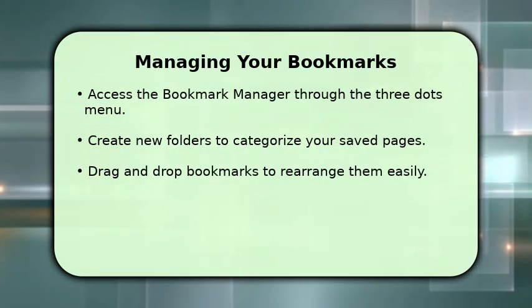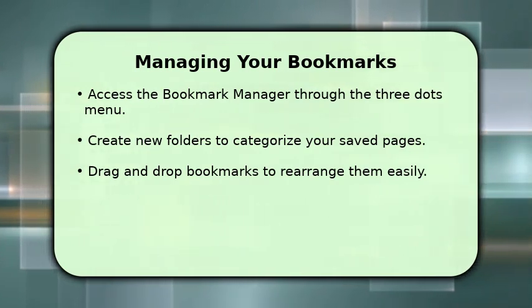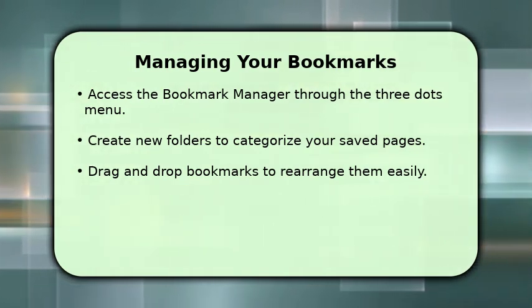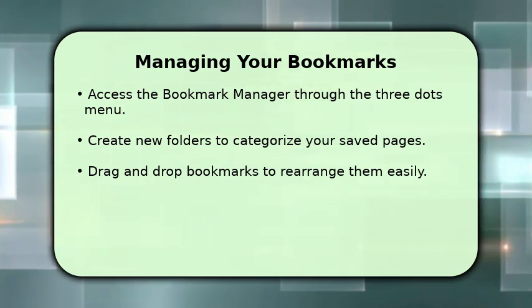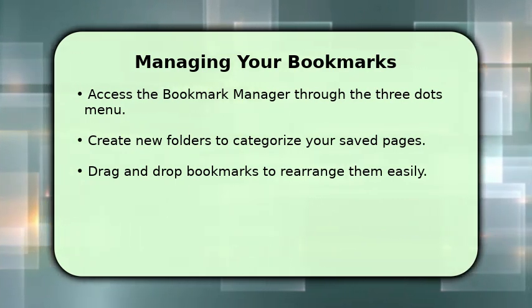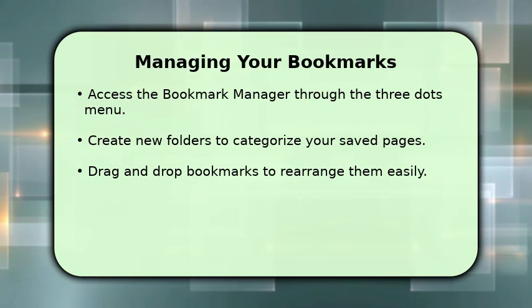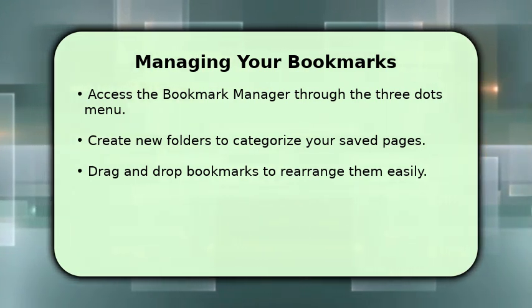To manage your bookmarks, click the 3 vertical dots in the top right corner of Chrome, then hover over Bookmarks and select Bookmark Manager. In the Manager, you can create new folders to categorize your saved sites. You can also easily drag and drop bookmarks to rearrange their order or move them between folders, ensuring everything is exactly where you want it.